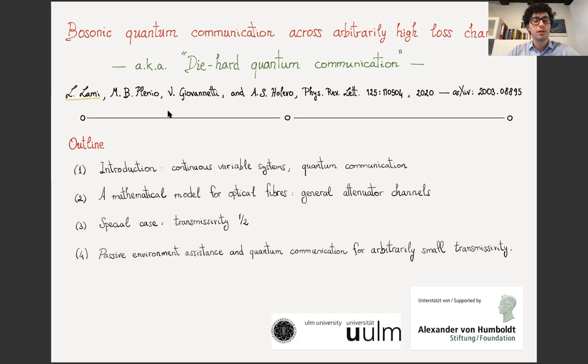This is a brief outline of what I'm going to talk to you about. First of all, a little bit of introduction on continuous variable quantum systems and on the general theory of quantum communication. Then I will present a very well known mathematical model in the community for quantum communication across optical fibers, known as the general attenuator channel. Then we will look at the special case where the transmissivity is 1/2, and see what we can say for that special case. Lastly, but most importantly, we will look at a scheme called passive environment assistance for increasing quantum communication. We will look in particular at what happens when the transmissivity of the channel is arbitrarily small.